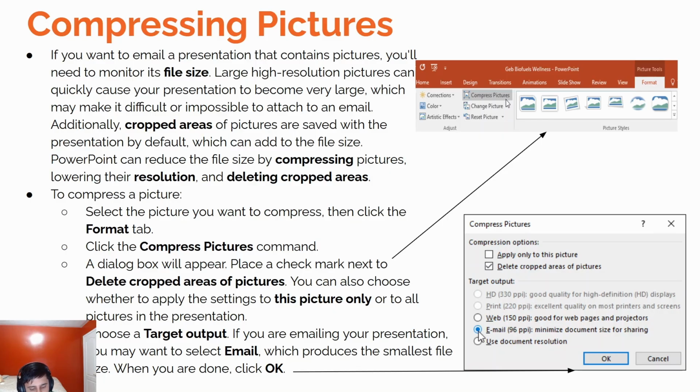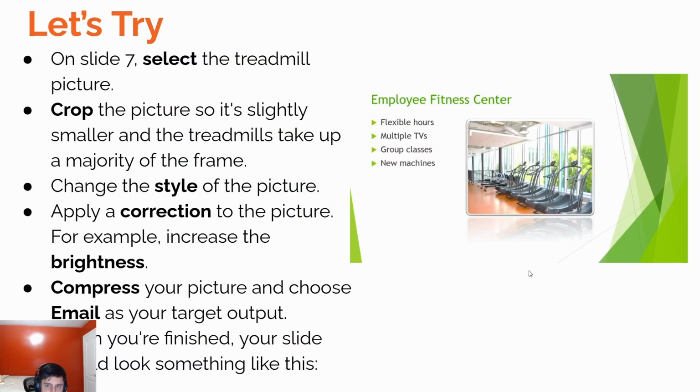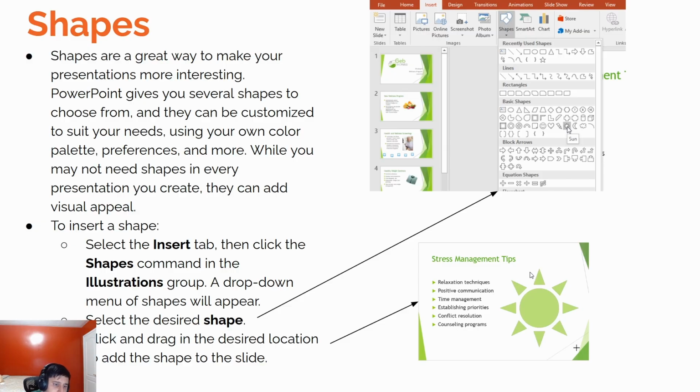And then a dialog box will appear, and then we could just either delete cropped areas of pictures. We can also choose a target output, right? So what do we want the output to be? Now we're talking about shapes. Again, shapes are a great way to customize and add some visual flair to our slideshows, and they're very easy to do.